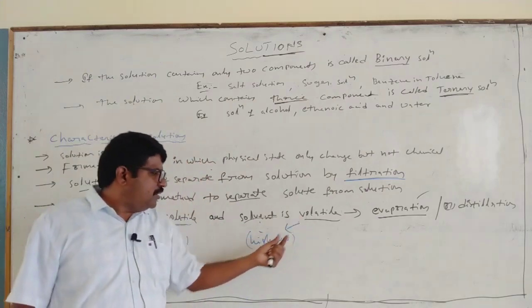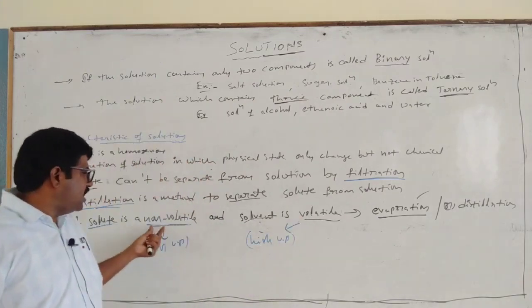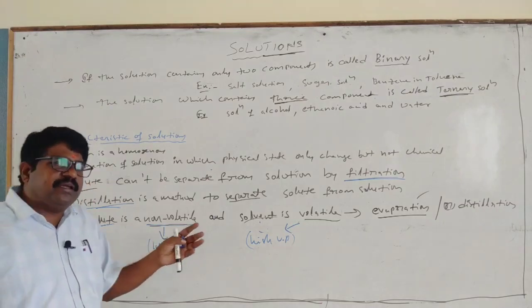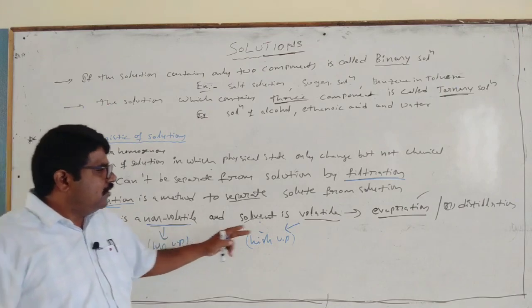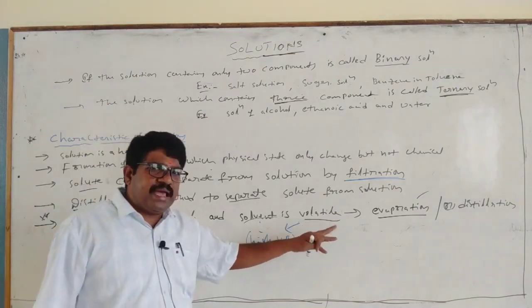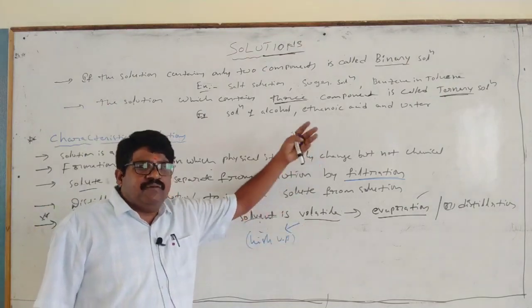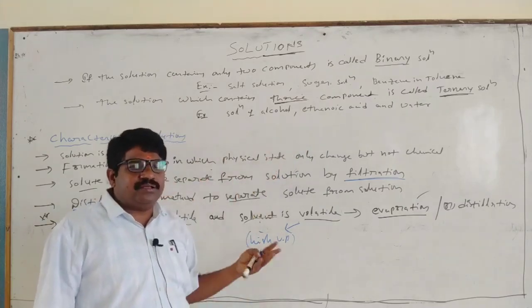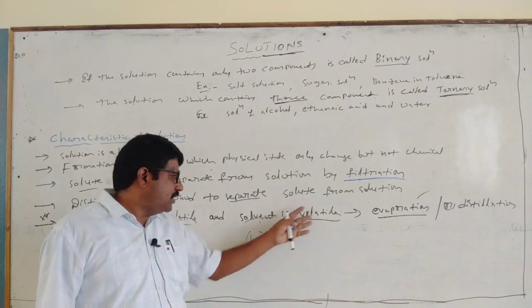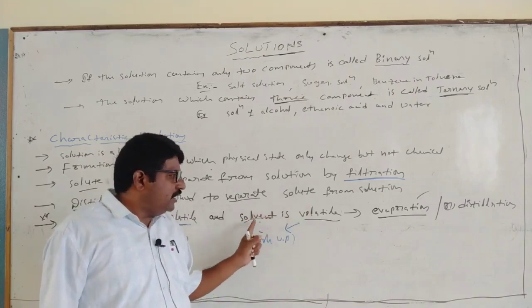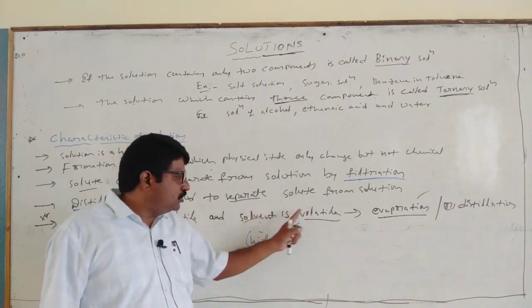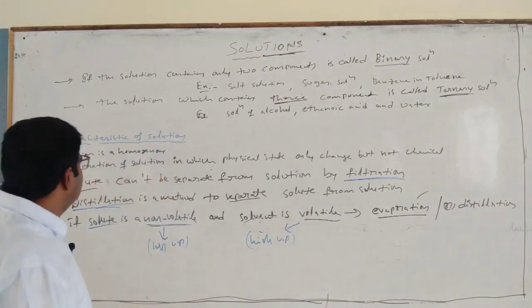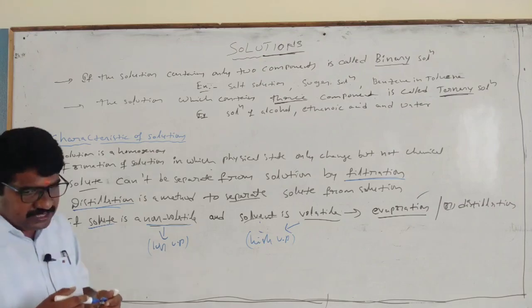Volatile means they have high vapor pressure, whereas non-volatile means low vapor pressure, because they are not converted to gases at existing conditions. Volatile substances are easily converted to vapor at normal conditions only, with no need to apply high temperature or pressure. Most solvents are volatile in nature. So these are the characteristics of solutions.